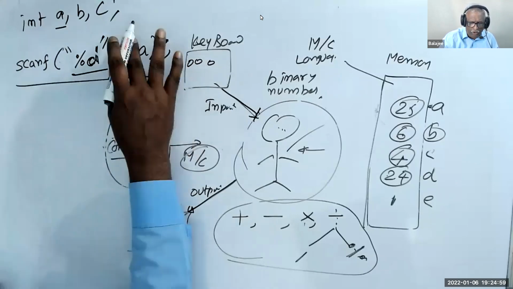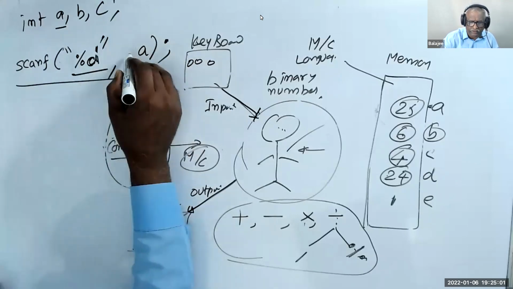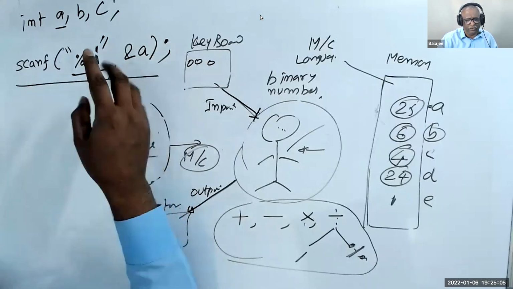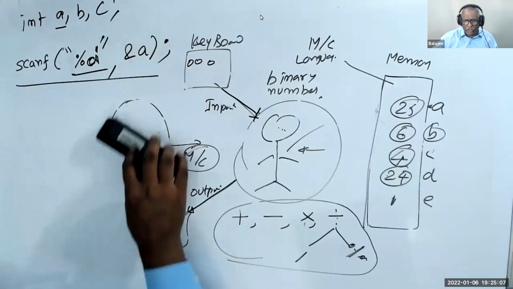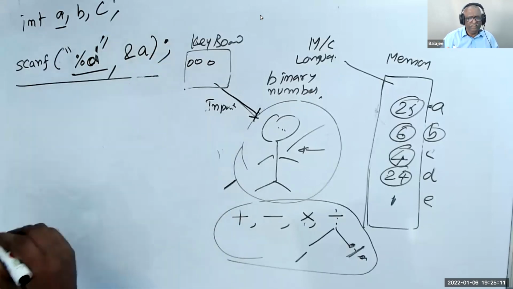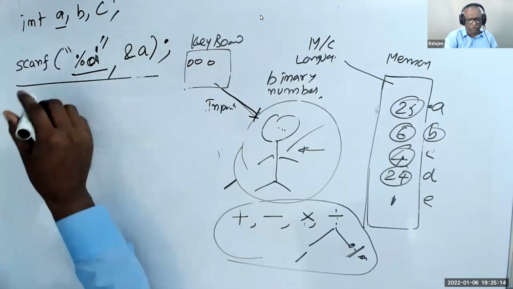If you give only A, it does not work. You have to put this ampersand symbol. I'll tell you later what this is. So first, don't worry about certain formats of C. These are all C rules. We'll discuss these things later.